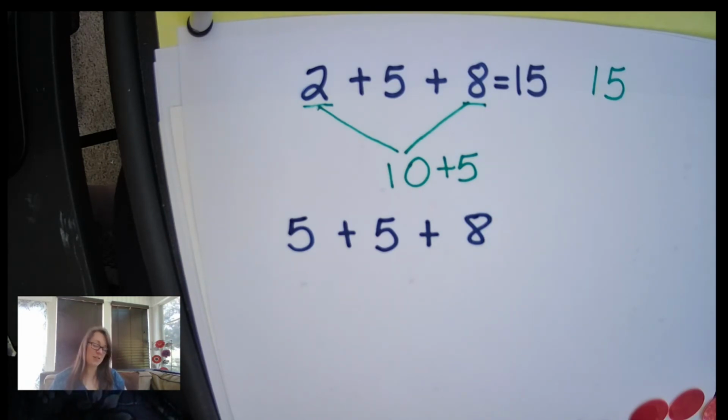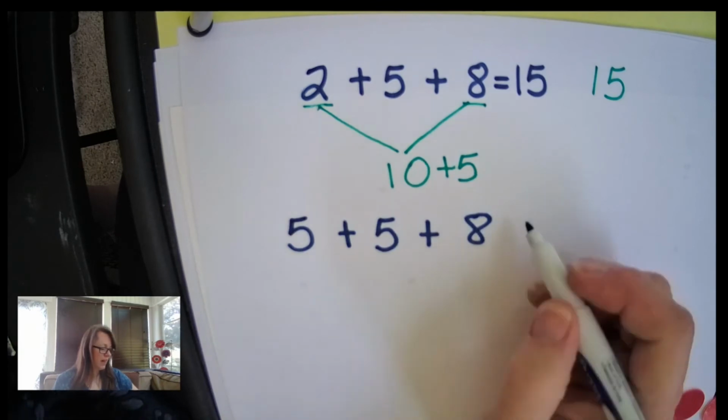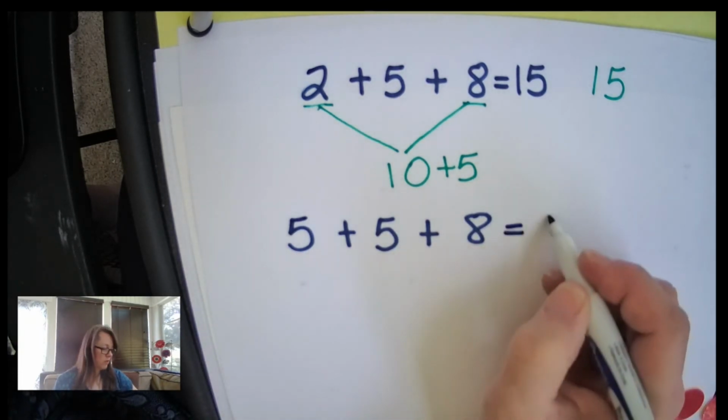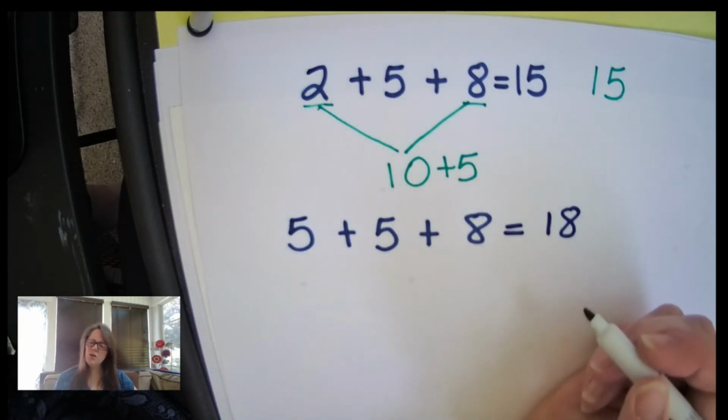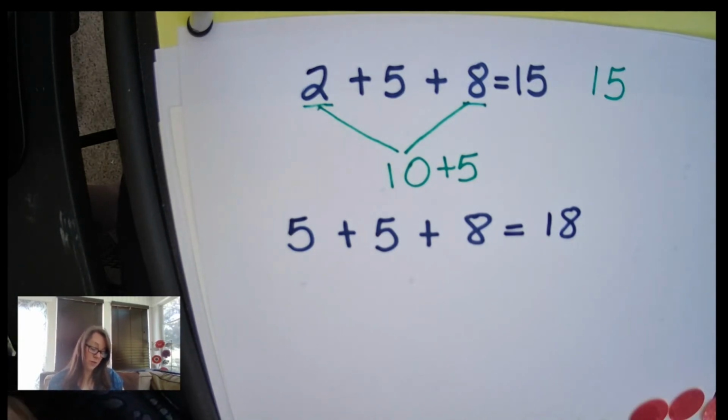Lori, can you tell us what you think the answer might be? Lori says that she thinks the answer is 18. Who agrees with Lori? It looks like everybody agrees with Lori. 5 plus 5 plus 8 equals 18. Lori, tell us how you thought about this problem.